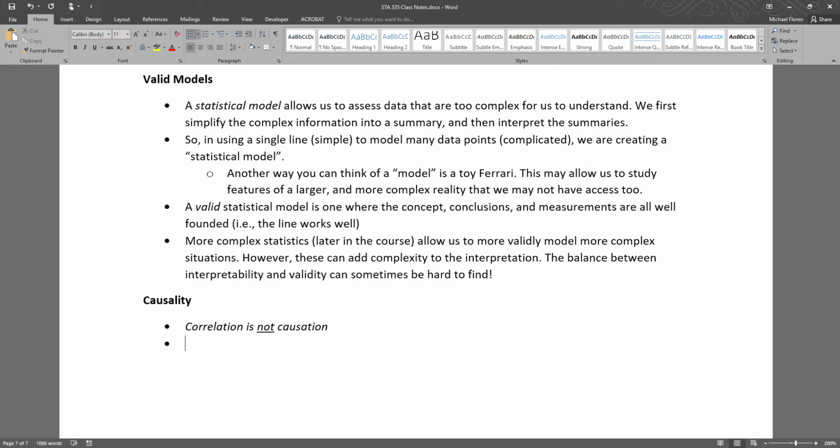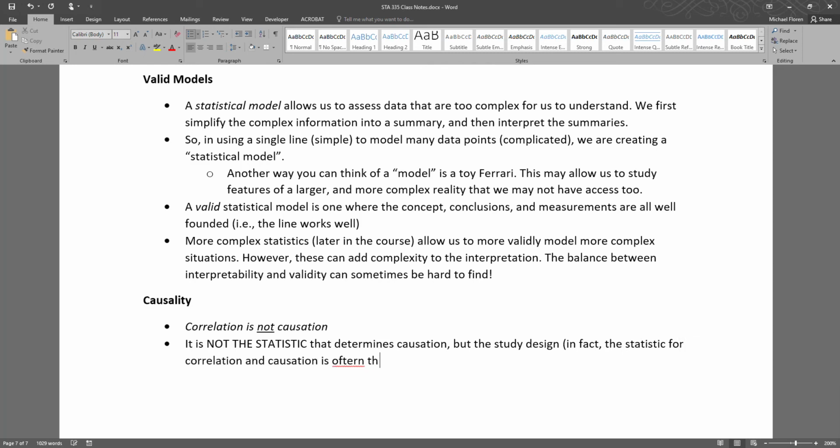Note that these things can be true. All that we're saying is that a statistically significant correlation does not necessarily mean that there's a causation. Note that it is not the statistic that determines causation, but the study design. In fact, the statistic for correlation and causation is often the same.